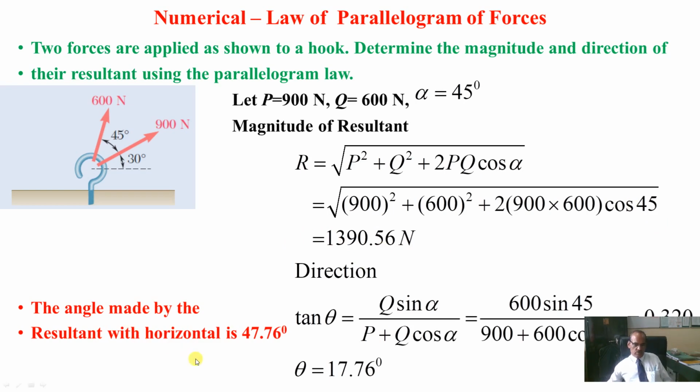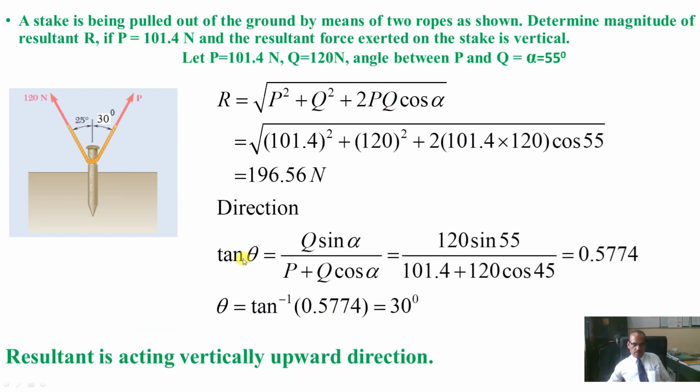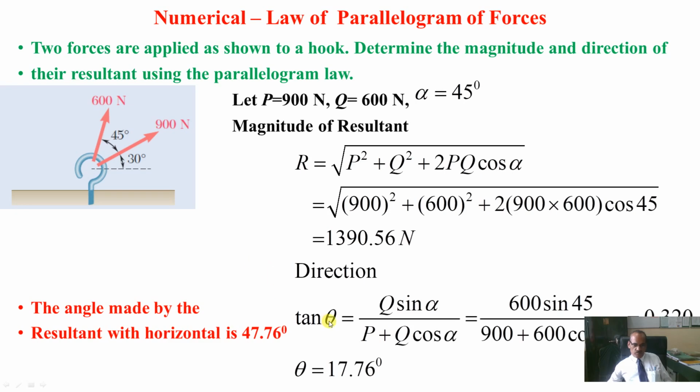And the direction of the resultant will be tan θ = Q sin α over P plus Q cos α. Q is 600 sin 45, over 900 plus 600 cos 45. You will get 0.320, and hence if you take the inverse of tan, you will get the angle 17.76. So this angle is with respect to 900.